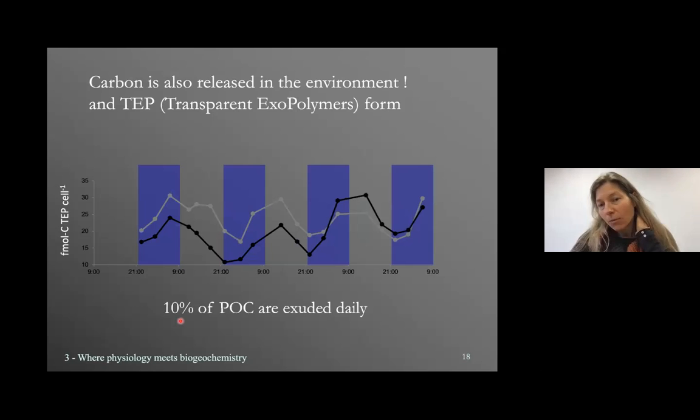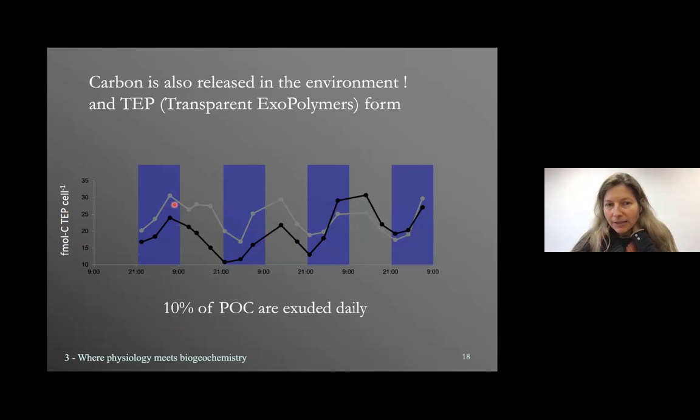Looking at how much carbon cells spit in their environment is also very intriguing. It is actually very significant. These are TEP, transparent exopolymers. So these are sort of sticky particles that are carbon rich that are found in the medium and that actually originate from carbon molecules that the cells exude and release from their body.